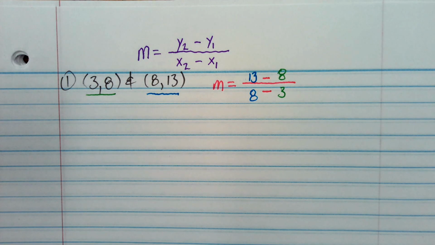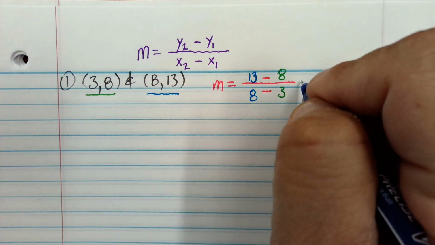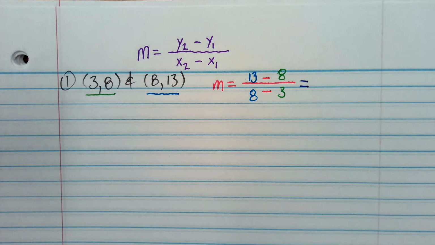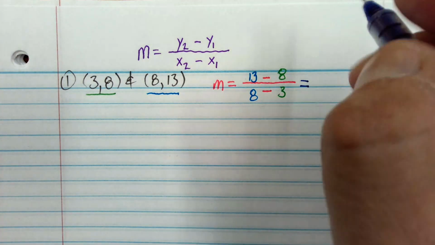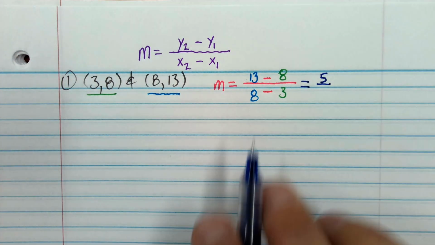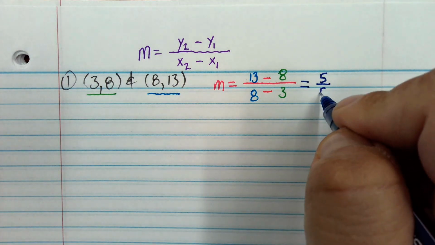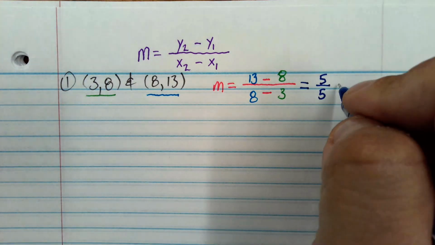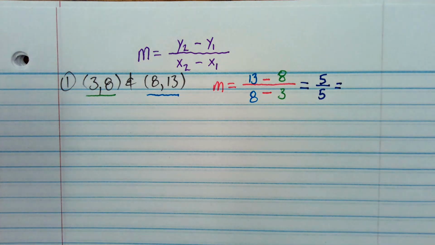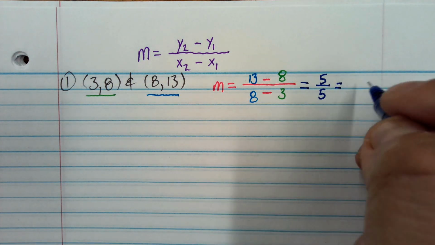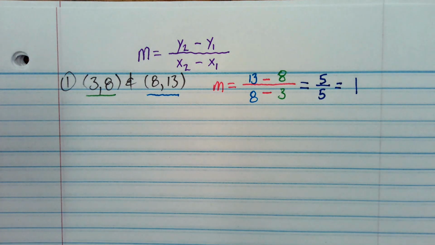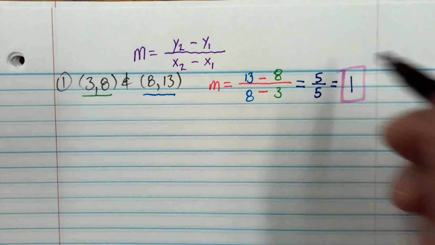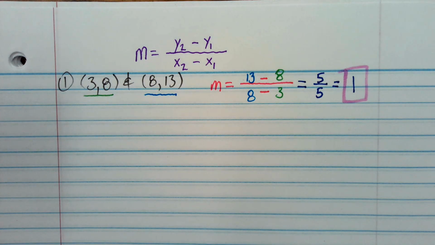Okay? And luckily for us this time, it's basic subtraction. Bigger number minus smaller number. So 13 take away 8, that's 5. 8 take away 3, that's 5. And then we just simplify or reduce the fraction. 5/5 is 1. So the answer here is just 1. The slope is 1. Okay? So that's the first one.